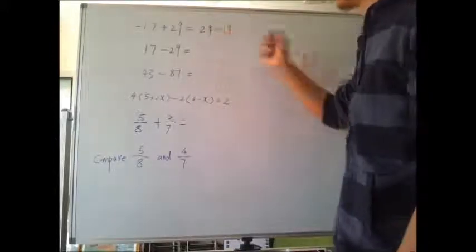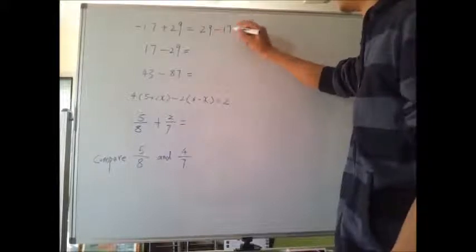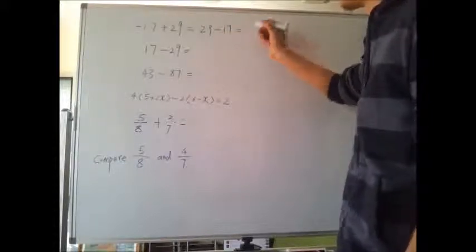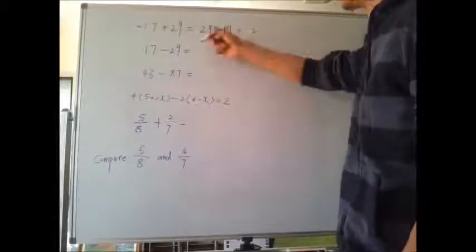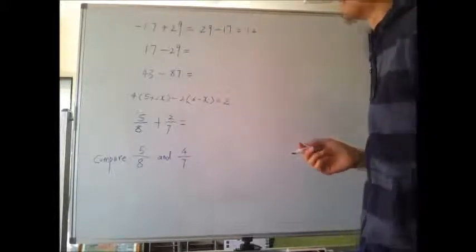And what is 29 minus 17? This becomes much easier. It equals 9 take away 7, which gives us 2. 2 take away 1 gives us 1. So the answer is 12.